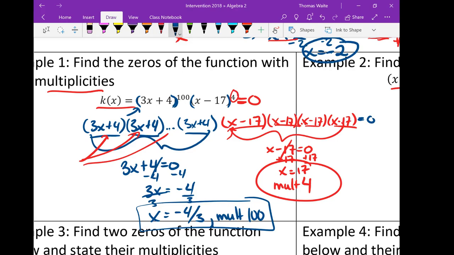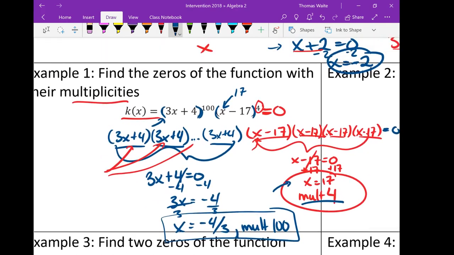if x was equal to 17, that would make our entire function equal to 0, because x would go into one of these factors of 17. Maybe it goes in right here. It would give us 17 minus 17. That's 0. And our whole function would be 0. So that's why x equals 17 was a 0. And it happened 4 times in our total factor. That's why it has multiplicity 4.